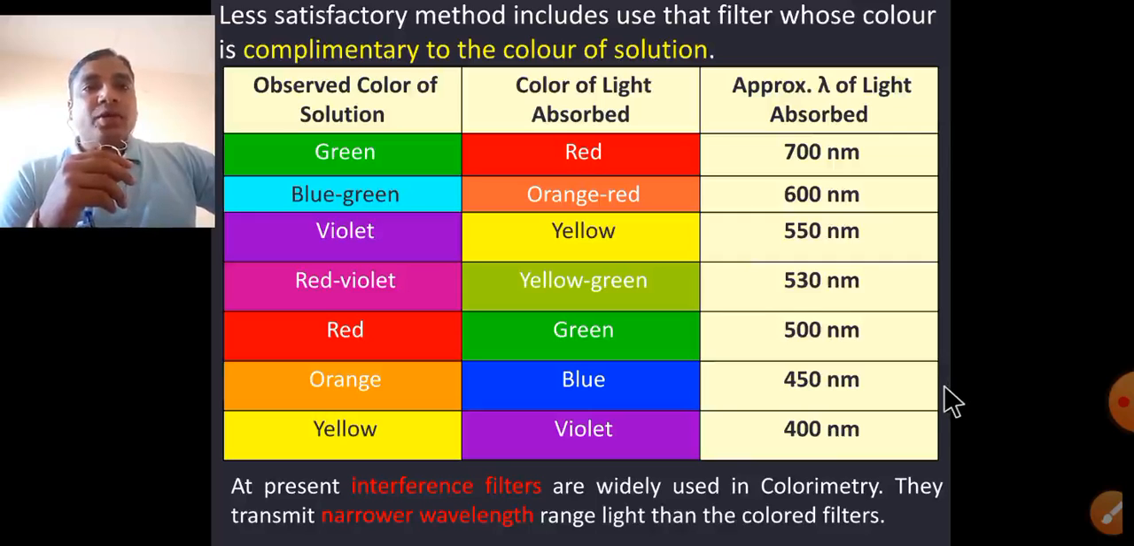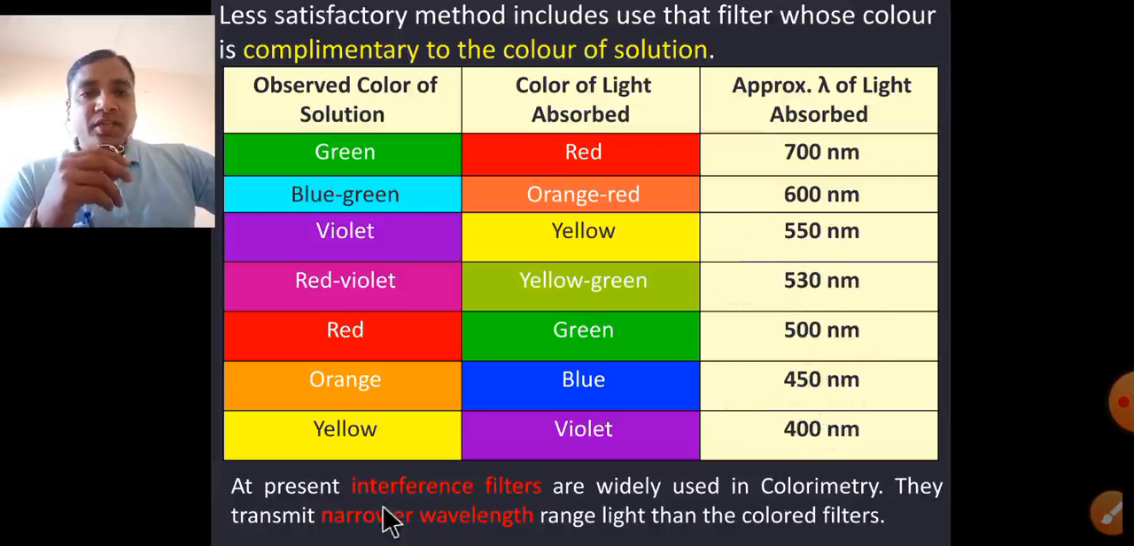A less satisfactory method is to use the filter whose color is complementary to the color of the solution. If the observed color of the solution is green, then the color of light absorbed is red, at approximately wavelength lambda 700 nanometer. Similarly, the following seven colors and their complementary colors give particular wavelengths for the particular color.